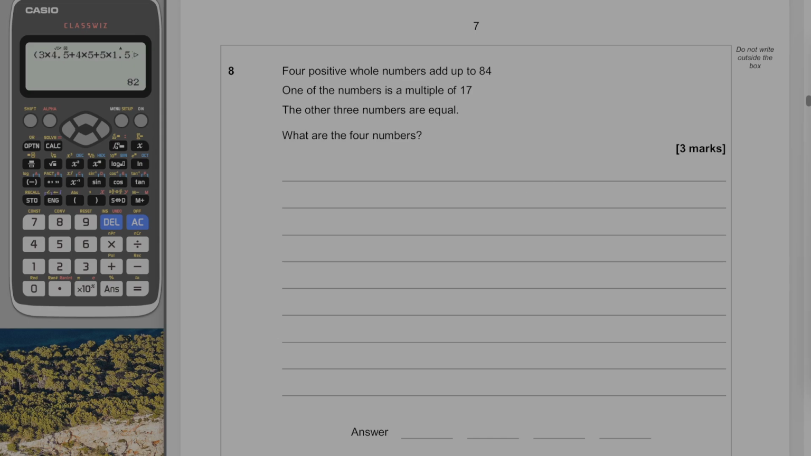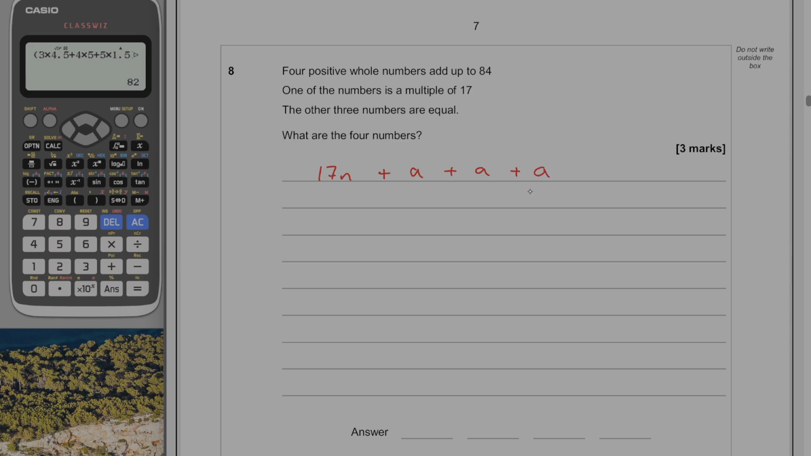Okay, so we've got four numbers, 1, 2, 3, 4, that add up to 84. One has got to be a multiple of 17, so it's got to be in the 17 times table, or 17n. And then the other three have got to be equal numbers, so I'll say a plus a plus a. So that's the situation that I'm in, but then they need to add up to 84. So that's in effect kind of written that down.